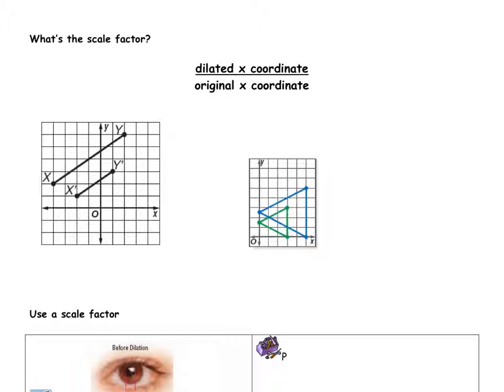Next, what's the scale factor? So sometimes you'll be given the picture of both the original and dilated triangles or polygons, lines, whatever they are, and then you'll be deciding what the scale factor is. And the scale factor, remember, it's proportional. So we are comparing, it's like a ratio. We are comparing the dilated coordinate, so the new, compared to the old or the original. Okay? So all you need to do is look at the x values.